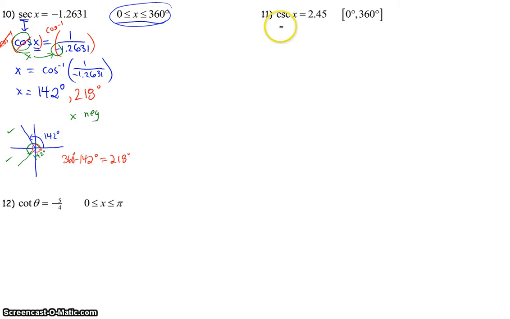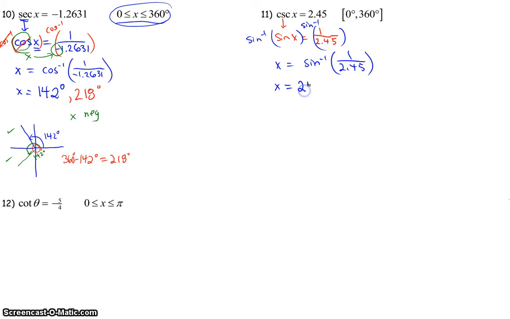Okay, so let's see if we got the same answer. So first you would take the reciprocal. Cosecant is the reciprocal of sine, and we're going to take the reciprocal of the right-hand side as well. So 1 over 2.45. Then we want to get rid of the sine so that we can get at the x. So we do the inverse sine on both sides. So now we would have x equals the inverse sine of 1 over 2.45. Okay, and you're off to your calculator.